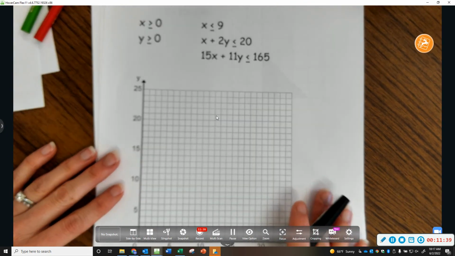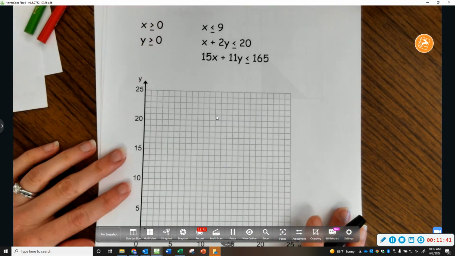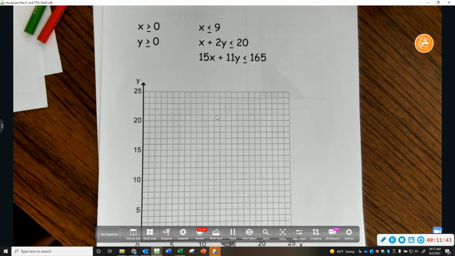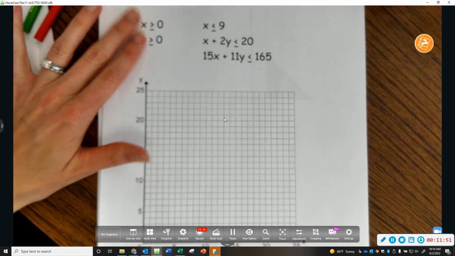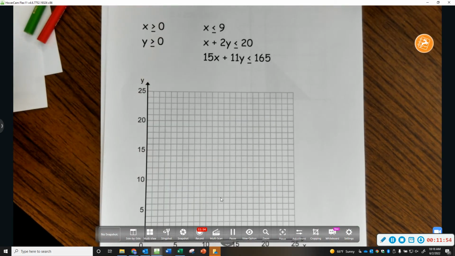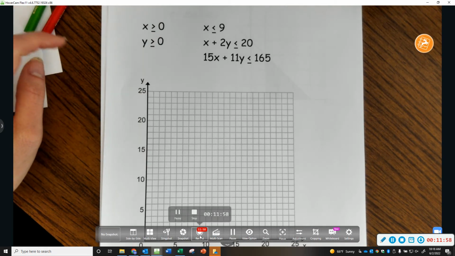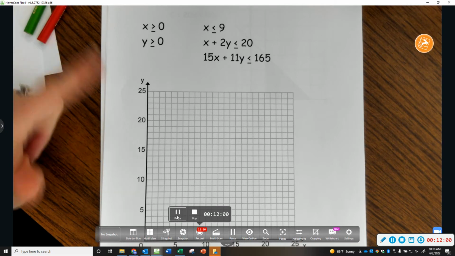Okay? So here's another one. Let's see if you can graph the constraint and just find the feasible region. So here is your constraints. Pause the video and at least start.